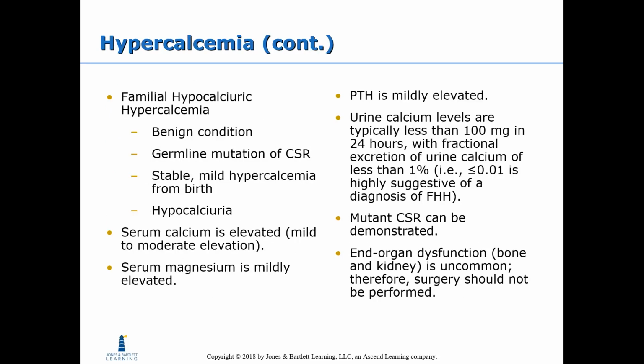There's familial hypocalciuric hypercalcemia, which is a benign condition where there's a germline mutation of CSR. Stable, mild hypercalcemia from birth, and hypocalciuria. Serum calcium is elevated, and serum magnesium is mildly elevated. PTH is mildly elevated. Urine calcium levels are typically less than 100 mg in 24 hours. Mutation in CSR can be demonstrated. End organ dysfunction, bone and kidney, is uncommon, therefore surgery should not be performed.